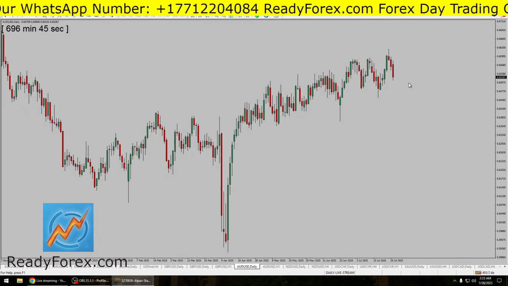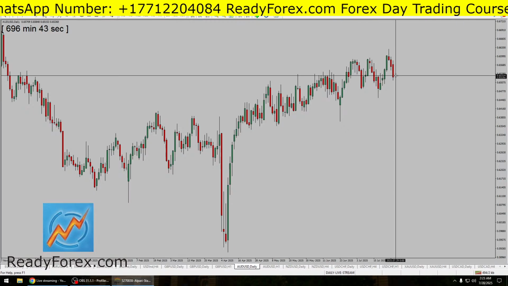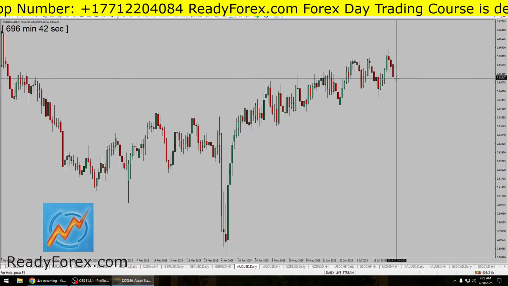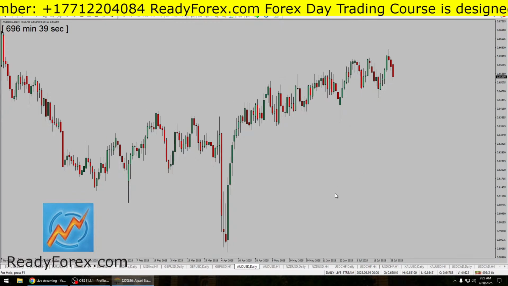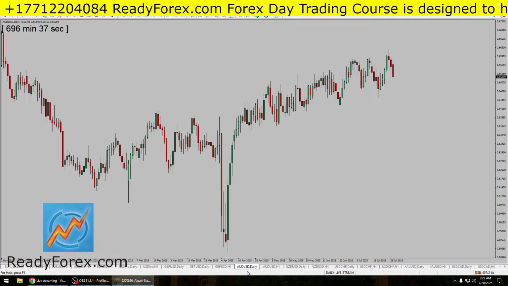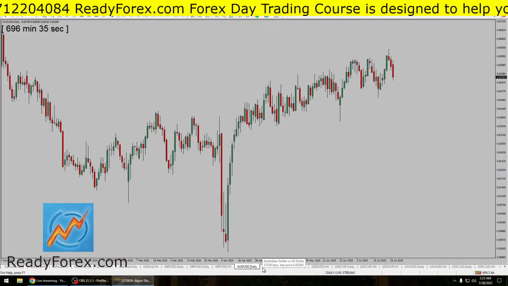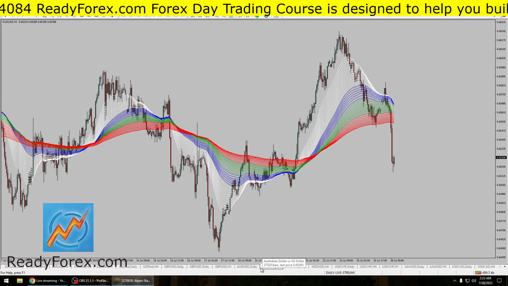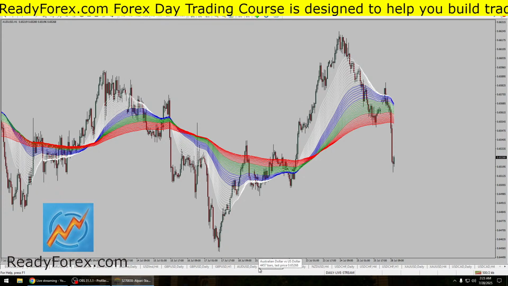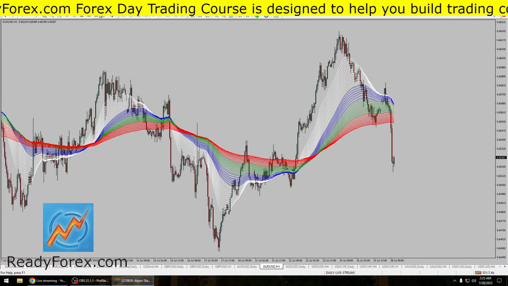Okay, we got this drop over here in AUDUSD currency pair, and we might get a pullback. So let us take a look at 1-hour time frame. Yes, the rainbow over here is changing.